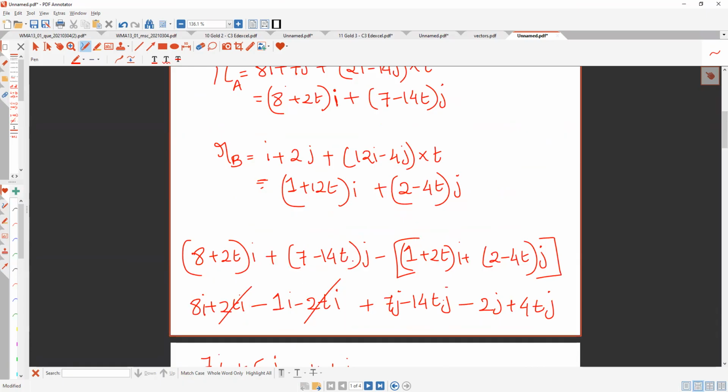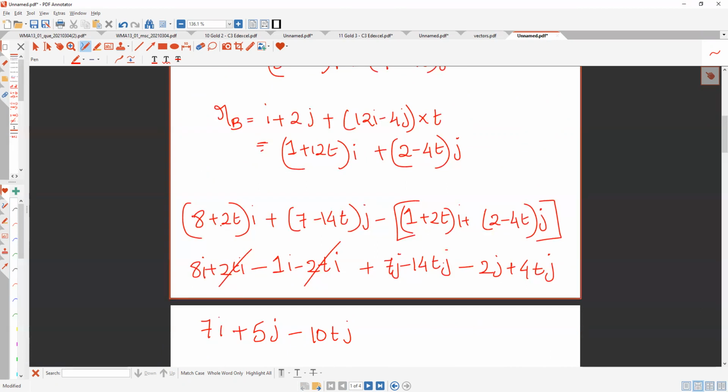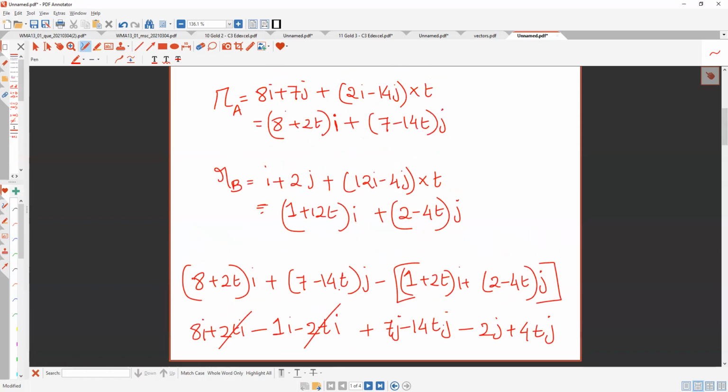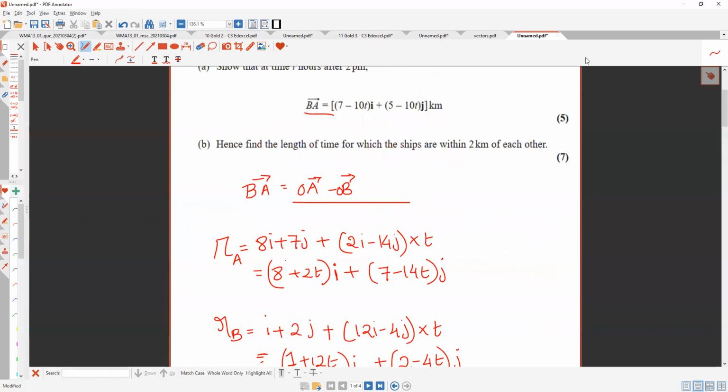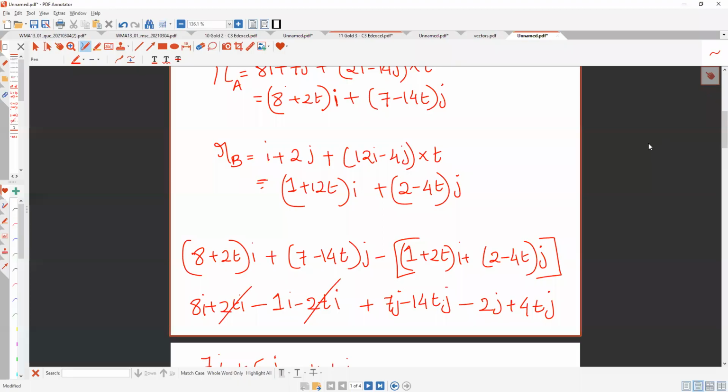7 minus 14tj এখানে plus 2t এখানে minus 2t. So plus and minus should get cancelled. Let me pause the recording. Let me recheck the whole thing again. Okay, got the mistake. Instead of 12t, I wrote 2t over here. So this is going to be 12t.